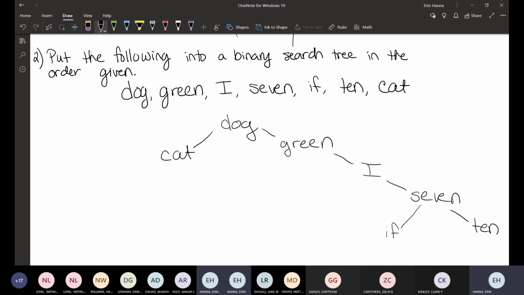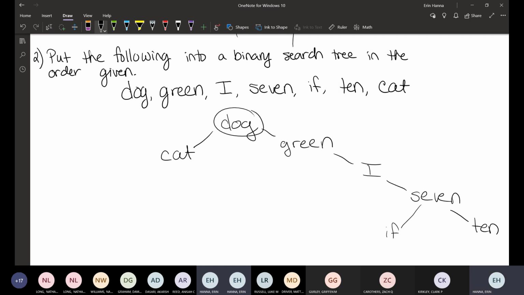So why do some words go to the right and some go on the left? Essentially you're always starting from the top and then comparing. When it comes to words, does the word come before or after the other word in a dictionary, if you will? So when I compare green to dog, since G is after D in the alphabet, it comes after dog, so that goes to the right. And any word that comes before that word in the alphabet goes to the left. So that's why cat went to the left. Whereas if I was looking at if again, if was after 7.